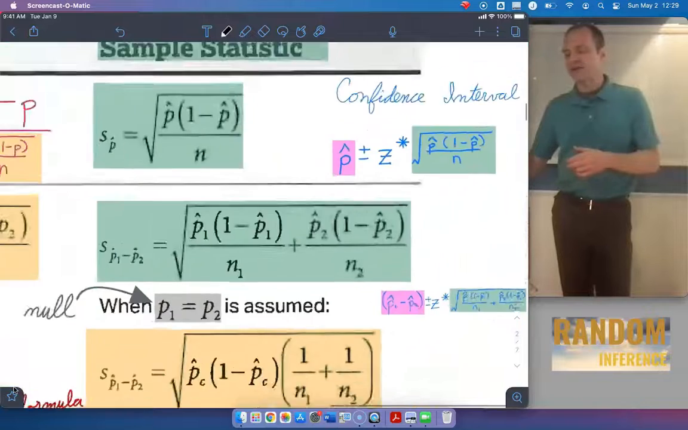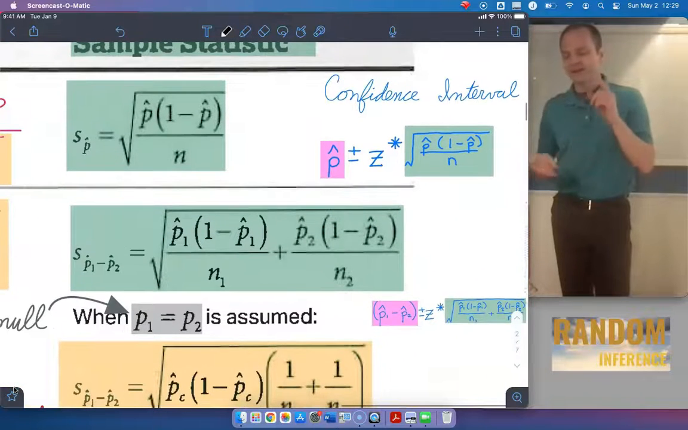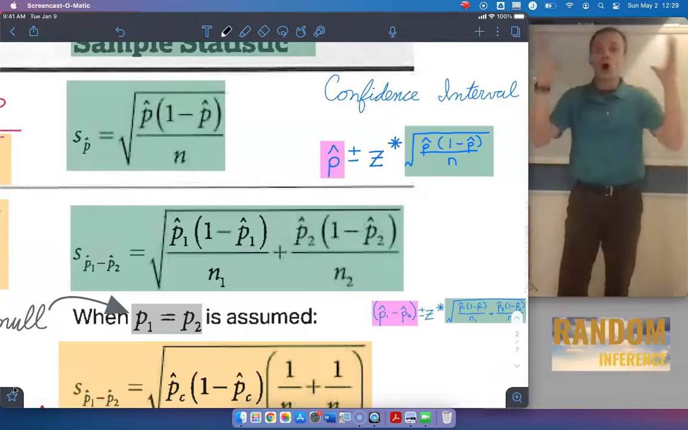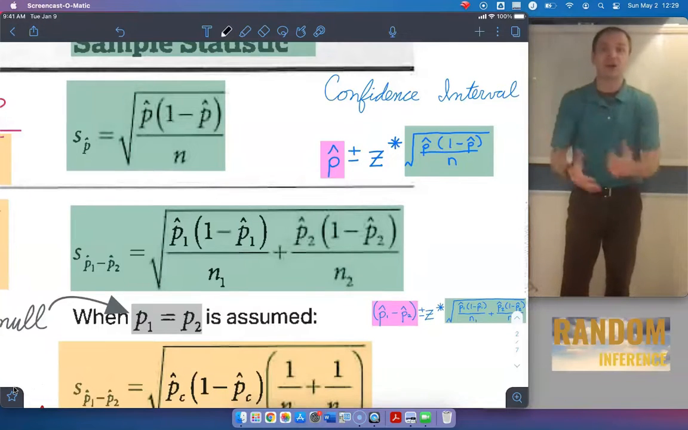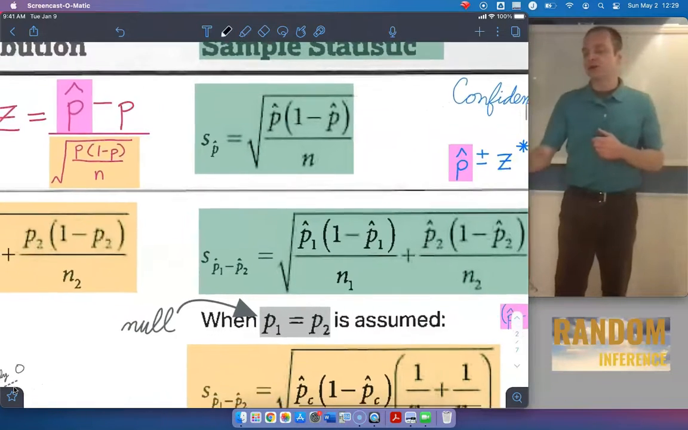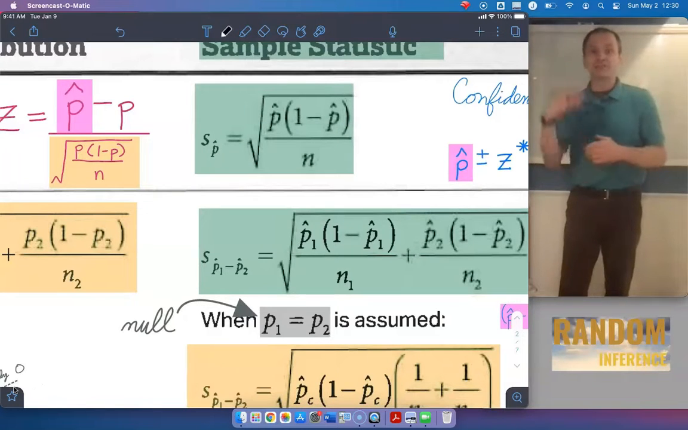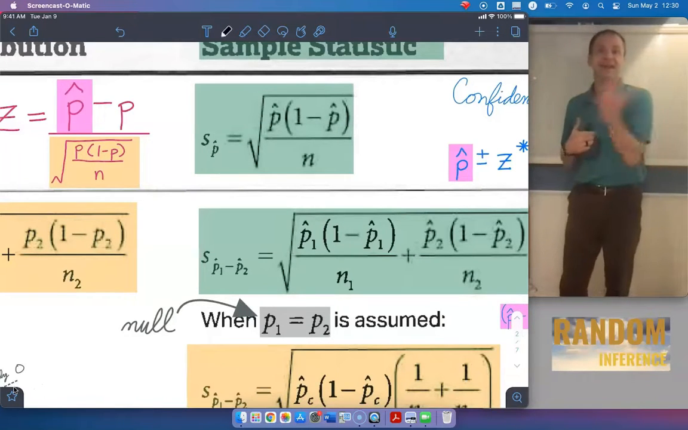If we look at confidence intervals, it's a little bit different. When you have confidence intervals, you don't know the population parameter. You're trying to estimate it, so of course you don't know it. So you're not going to use p and 1 minus p because you don't know p. You're going to use p hat and 1 minus p hat. So that's the main difference.